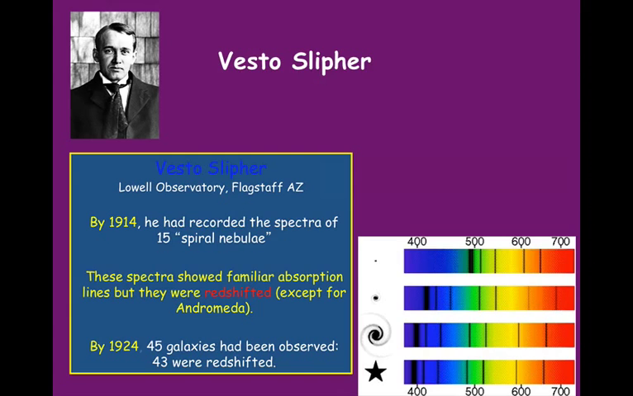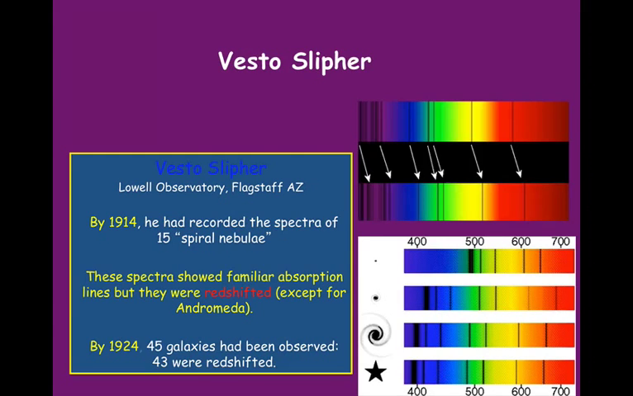Vesto Slipher took spectra of a number of these galaxies and recognized the pattern of absorption lines, but noted that in most cases, the pattern was shifted redward relative to stars in our own galaxy. By 1924, he had accumulated 45 such spectra, of which 43 of them exhibited this redshifted effect.